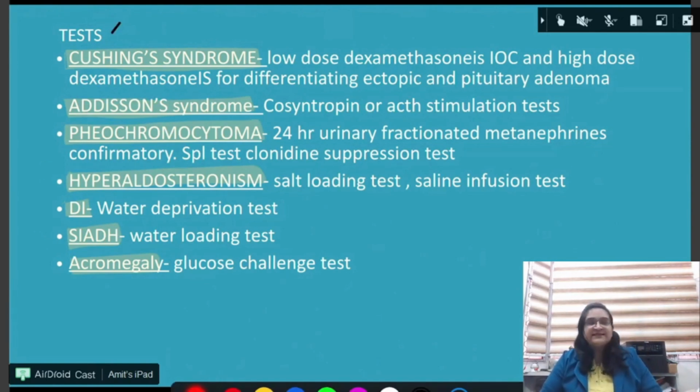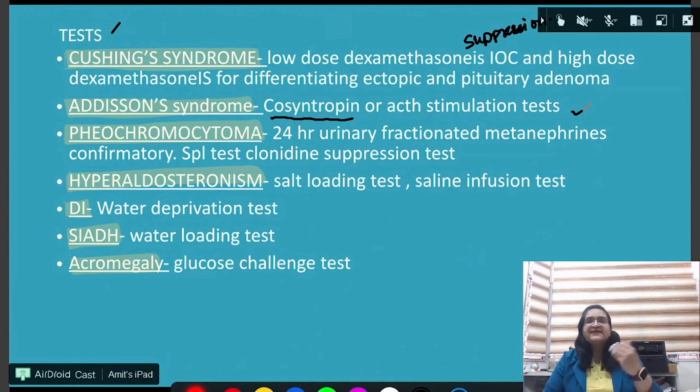For Cushing's syndrome, we do the low dose dexamethasone suppression test, and that is the investigation of choice. High dose dexamethasone suppression is done for the differentiation between ectopic and pituitary adenoma. Addison's disease: cosyntropin or ACTH stimulation test is the diagnosis of choice.